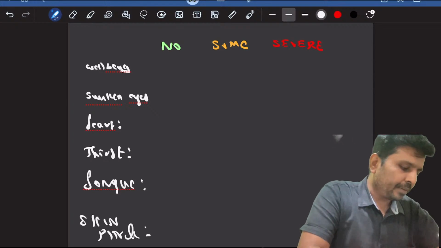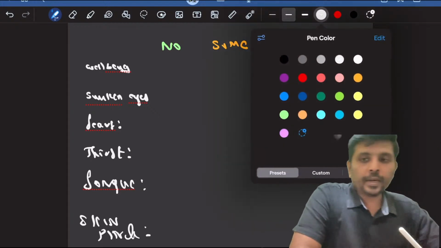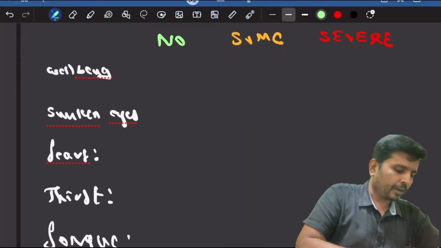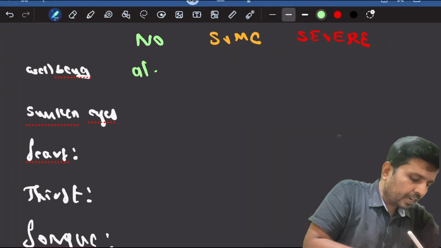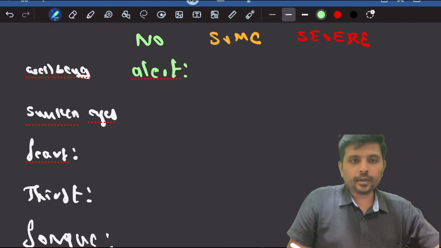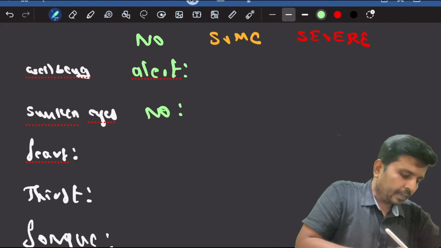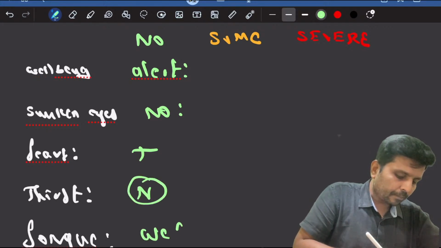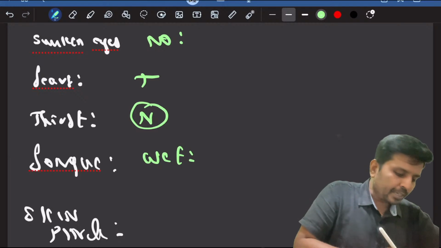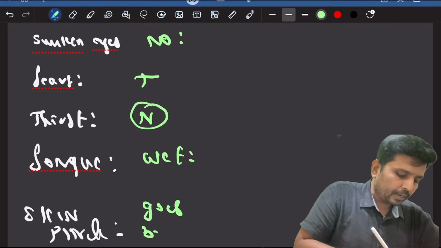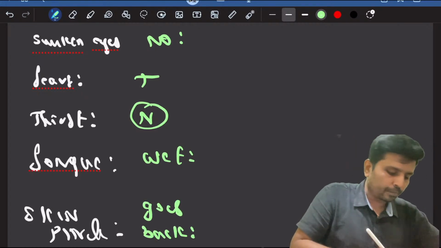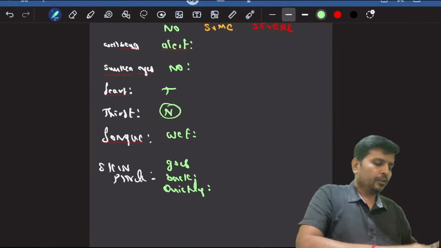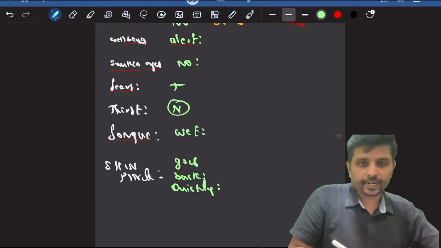No dehydration means that despite loose stools, the child is not losing much water from the body. Well-being means an alert child. Any sunken eyes? No. Tears present. Thirst normal. Tongue wet. Skin pinch goes back quickly. Let me show you a demonstration. So what is this? This is called some dehydration.